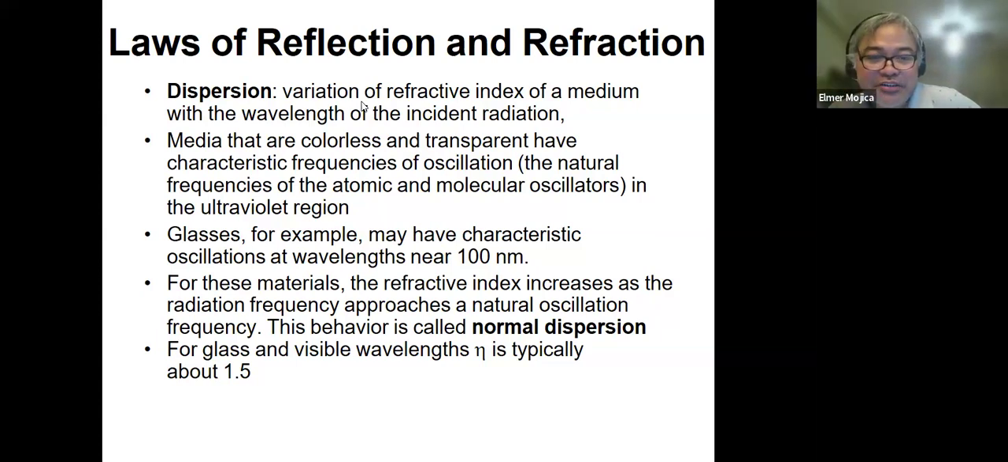Media that are colorless and transparent have characteristic frequencies of oscillation, the natural frequencies of the atomic and molecular oscillators, in the ultraviolet. If you have glasses, for example, they may have characteristic oscillations at wavelengths near 100 nanometers. For these materials, usually the refractive index increases as the radiation frequency approaches a natural oscillation frequency, a behavior known as normal dispersion.